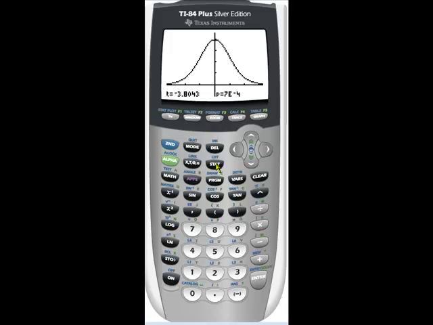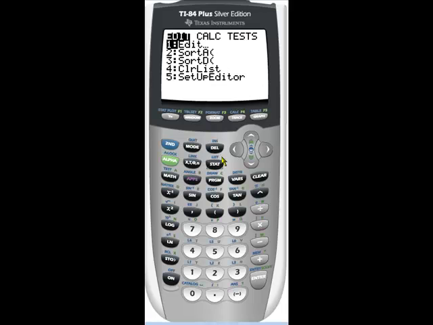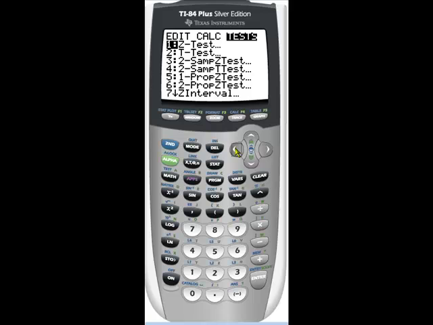So we'll go to Stat and over to Tests. And now instead of doing a 2-sample t-test, we'll find a 2-sample t-interval. I just scroll down to there. And we want 2-sample t-interval. Make sure you get that. And we'll press Enter.